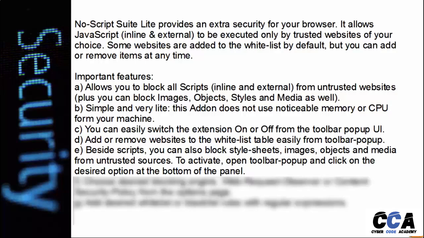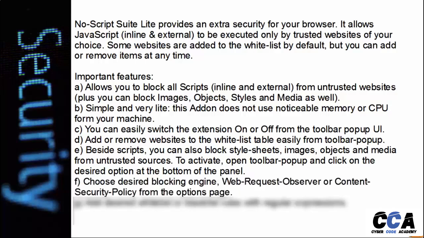To activate, open the toolbar pop-up and click on the desired option at the bottom of the panel. Choose the desired blocking engine, web request observer or content security policy, from the options page. Add desired whitelist or blacklist rules with regular expressions.